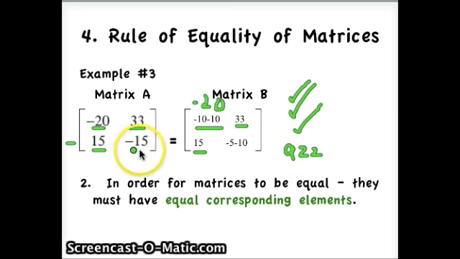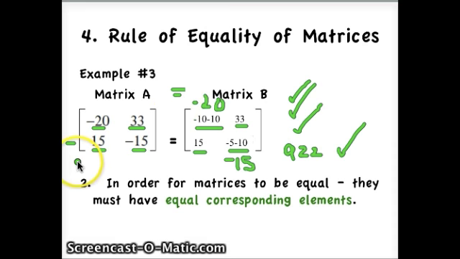In matrix A, it's negative 15. In matrix B, it's minus 5 minus 10, which also equals minus 15. So the A22 also checks out. Therefore, matrix A equals matrix B.